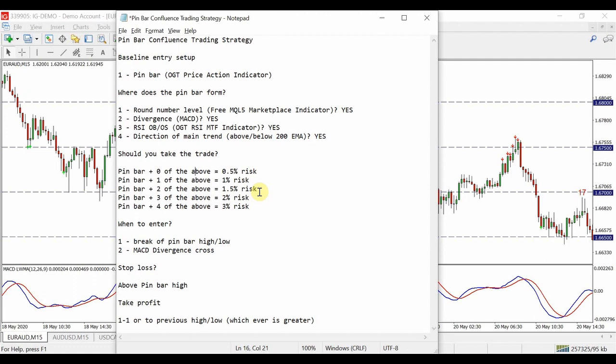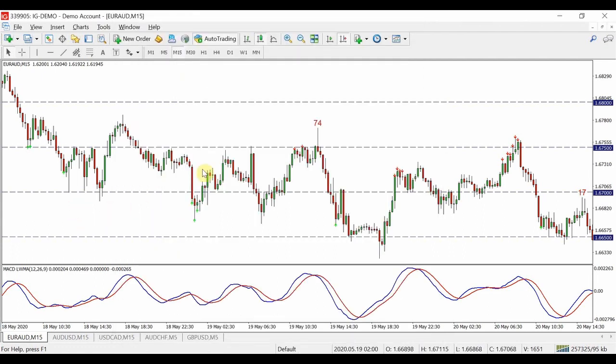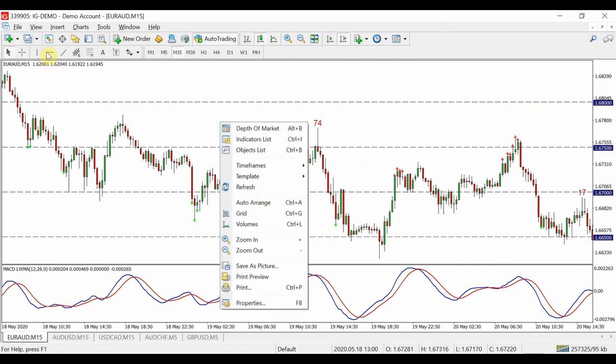Then the next thing that most traders ask is, when do I actually enter? It's great you've taught me this amazing trading strategy, but when do I actually pull the trigger and enter? Now, to keep this relatively simple, there are two ways. And the first way is the break of the high and the low.